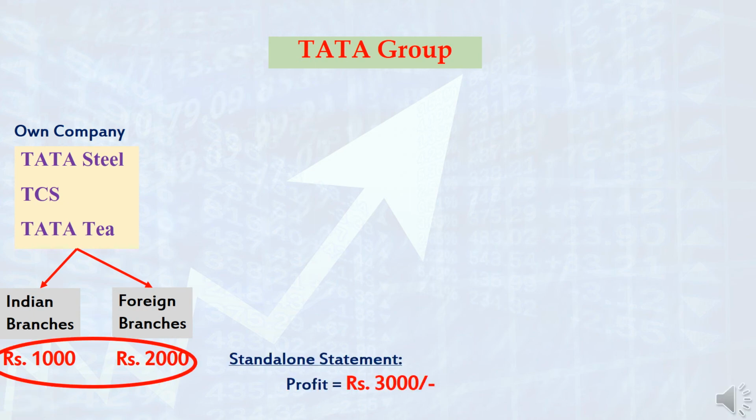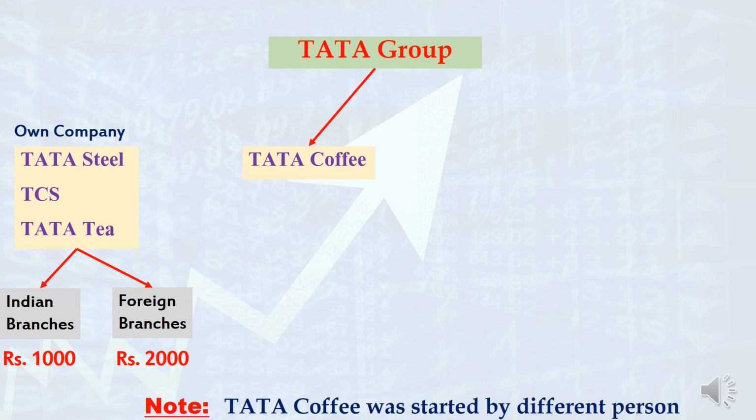In the standalone financial statement, Tata Group's profit will be calculated like this. That is, from Indian branches 1000 rupees plus from foreign branches 2000 rupees. Total profit will be 3000 rupees. This 3000 rupees will be mentioned as the profit in the standalone financial statement of Tata Group. In simple terms, the standalone financial statement is the total financial statement of all the Tata Group's own companies throughout the world. Next, we are going to see about the consolidated financial statement.